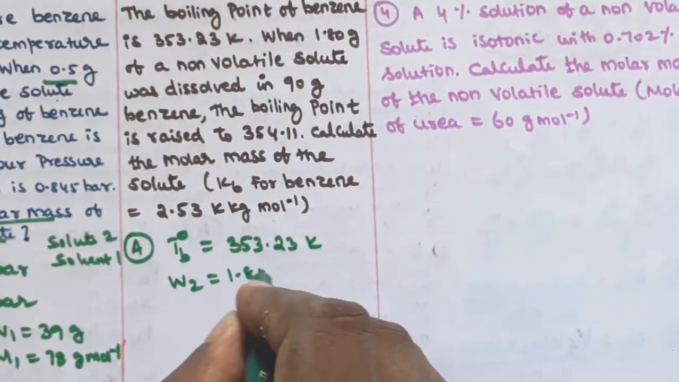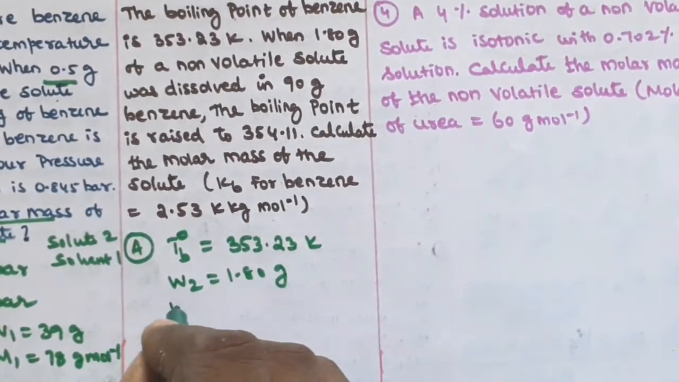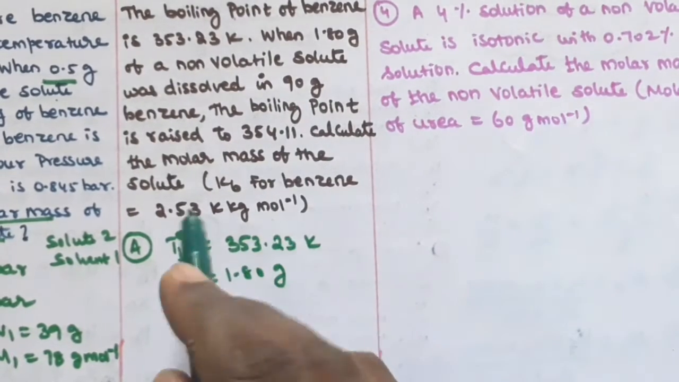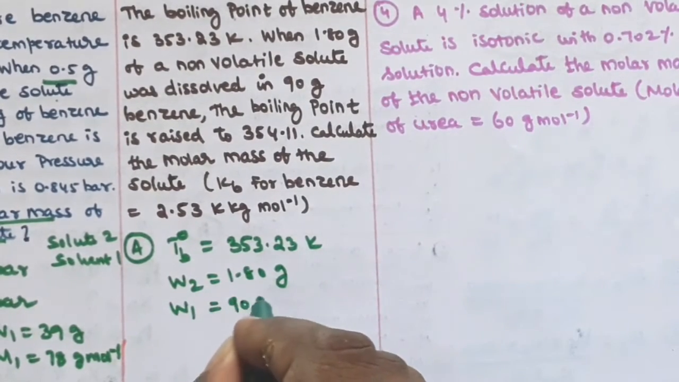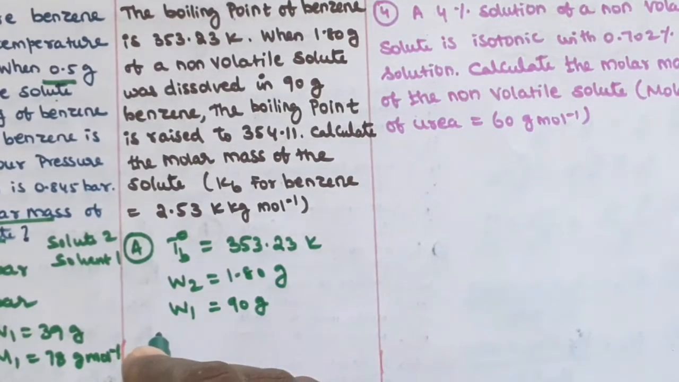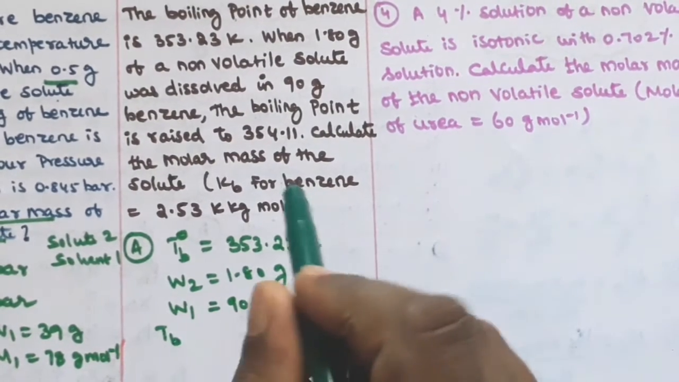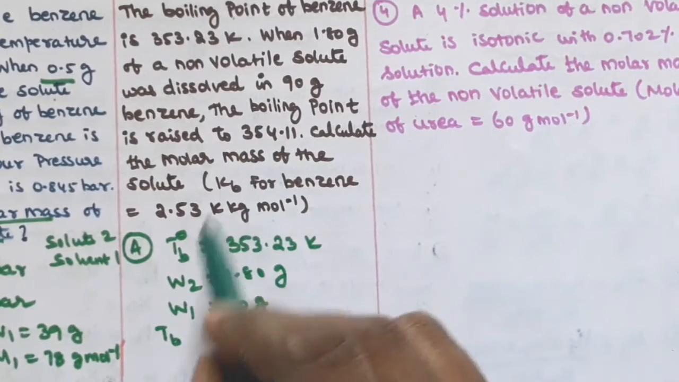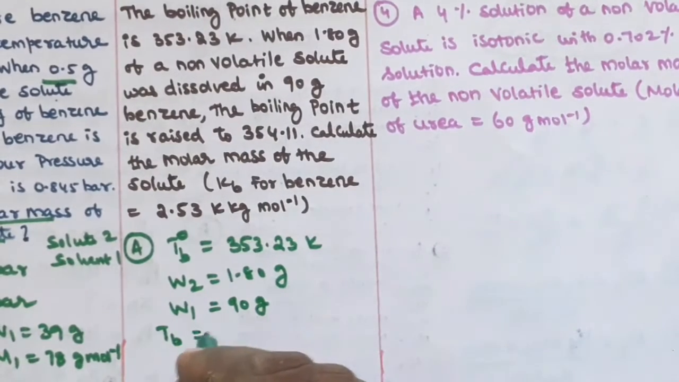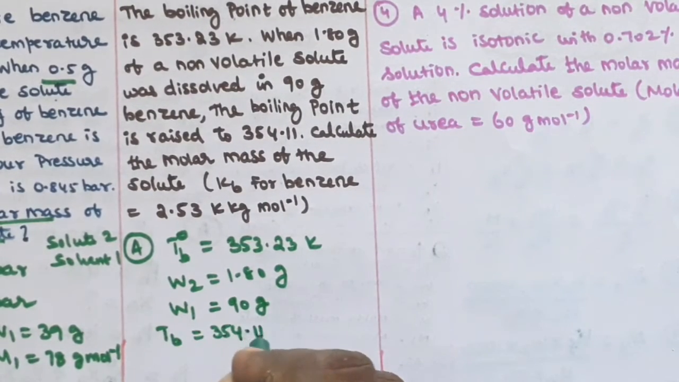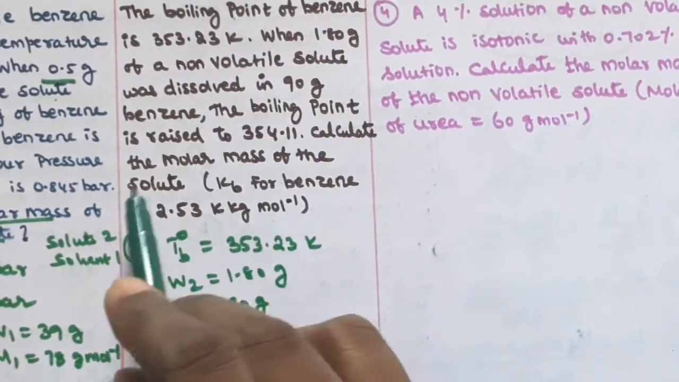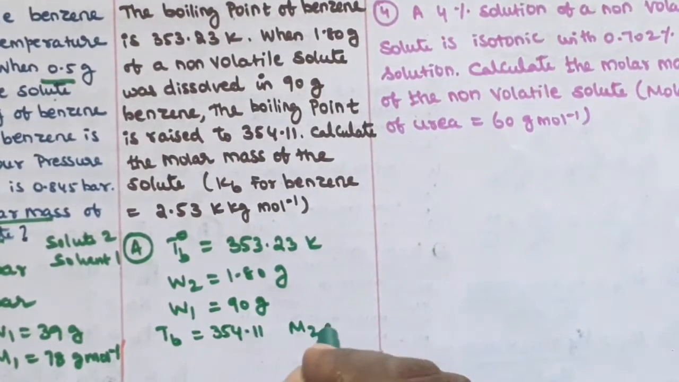First, the weight of the solute W2 is 1.80 grams. It is dissolved in 90 grams of solvent, and the temperature is raised to 354.11. This is called elevation of boiling point, which we already studied in our theory part. Calculate the molecular mass of the solute. So M2 only they are asking.